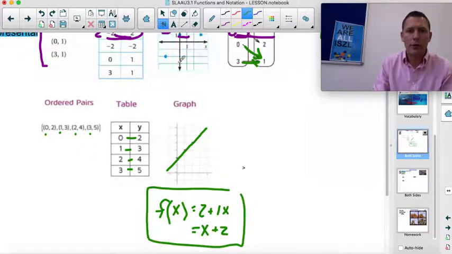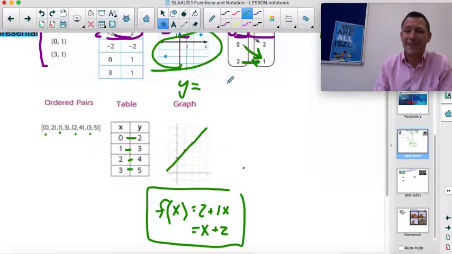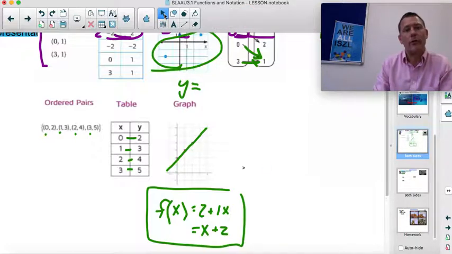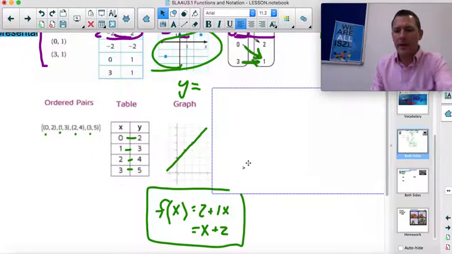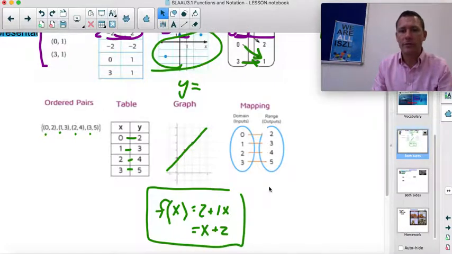This one, if I write an equation for it, I would use y equals because it's not a function. Or I could write an equation for it. And then you can also do the mapping for it, which is fine.